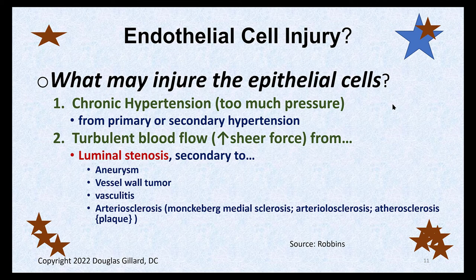So a tumor pressing into the blood vessel wall, like putting your finger over a hose, right? We said that the water goes crazy initially, and that spray from the lumen being stenosed can damage the walls of the endothelial cells. Vasculitis can do it as well, and arterial sclerosis can do it as well.